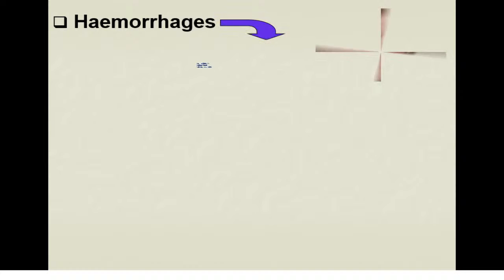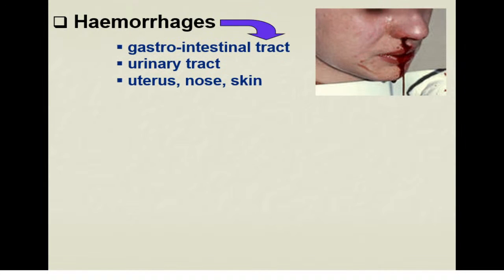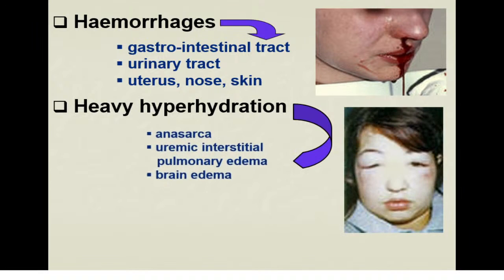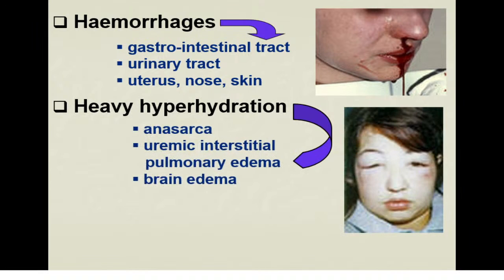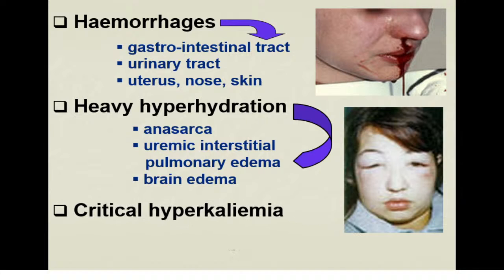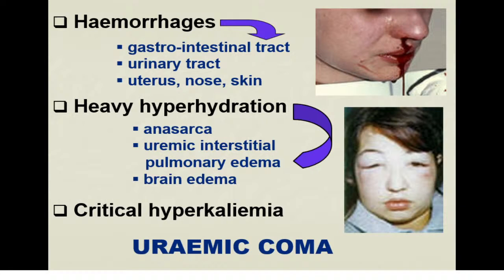We can see different hemorrhagic complications, skin rash. I told you about gastrointestinal bleeding, urinary bleeding, from the woman uterine bleeding, nose bleeding, progressive edema to complete anasarca, and more grave, brain edema, which additionally depresses the activity of the central nervous system, then critical hyperkalemia, and finally uremic coma.